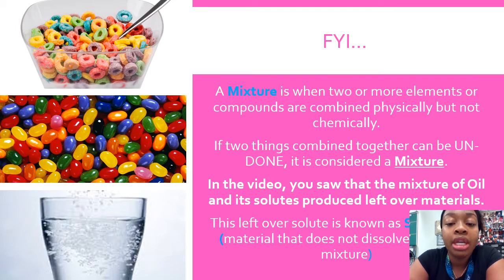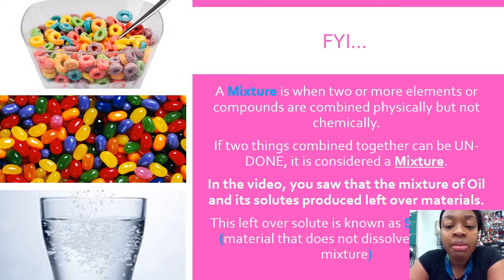Let me tell you what a mixture is, and to be honest, so is the salt and the water, but I can bring that up another time. A mixture is when two or more elements or compounds are combined physically but not chemically. If two things combined together can be undone, it's considered a mixture. That's why I said the salt water would be considered a mixture. You can undo salt water. But even more so, with the baking soda and the oil, you can definitely undo that. It didn't even dissolve properly.